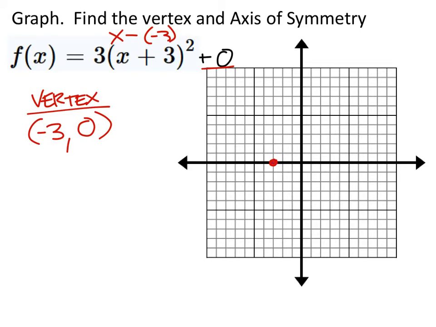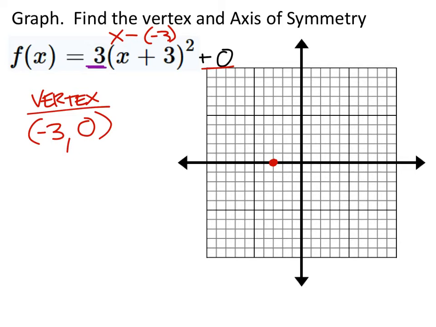That's a good starting point. For this graph, if we wanted to address it right, the a value is 3, which is positive. And 3 is kind of big, right? So maybe we expect something a little bit more like this. Well, let's confirm some of those values.